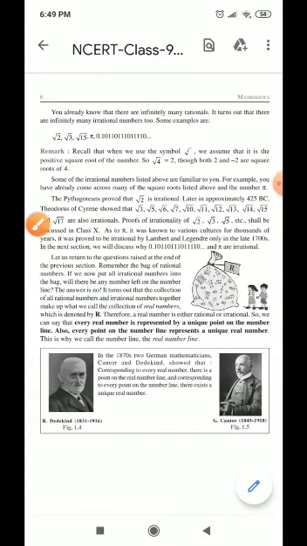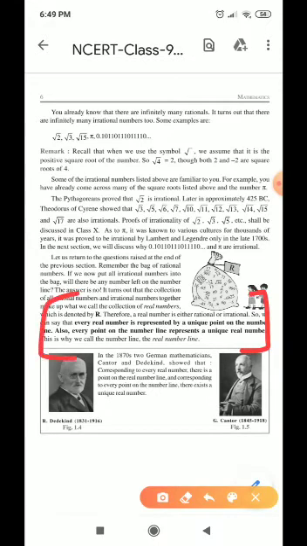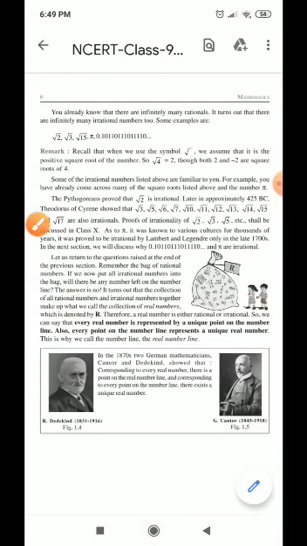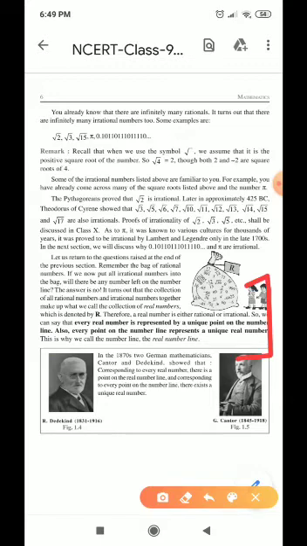Therefore we can say a real number is either a rational number or an irrational number. That means a real number is a set of rational numbers and irrational numbers, which is denoted by capital R. So we can say that every real number is represented by a unique point on the number line. That means on the number line, every real number has a unique place, just like 0 has a unique place on the number line.